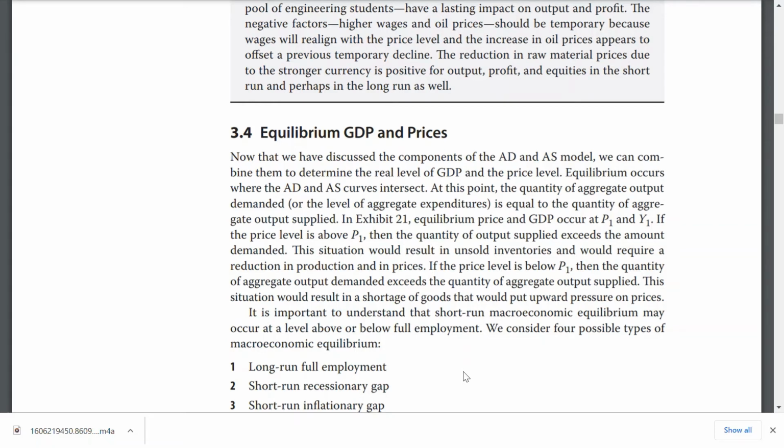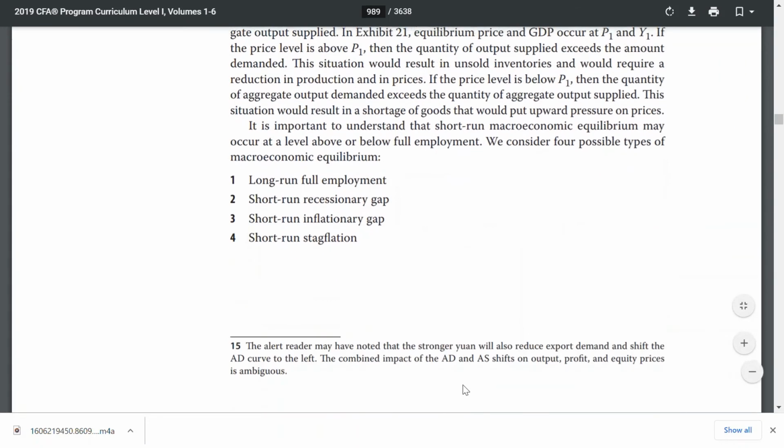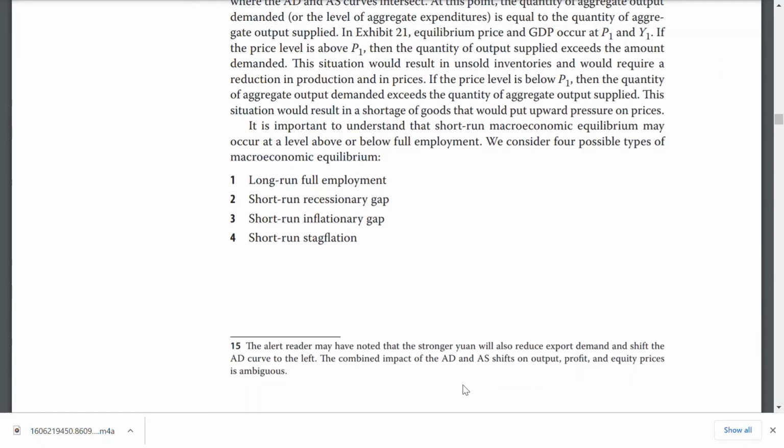If the price level is below P1, then the quantity of... this is important to understand. The short-run macroeconomic equilibrium may occur at a level above or below full employment, which considers the four possible types of macroeconomic equilibrium: long-run full employment, short-run recessionary gap, short-run inflationary gap, and short-run stagflation.